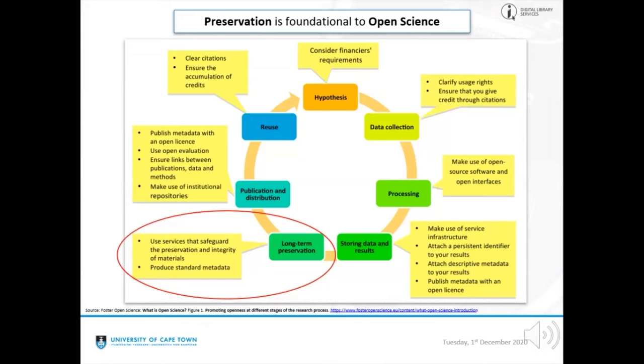And of course, therefore, preservation is foundational to open science itself. If there is no use made of services that safeguard the preservation and integrity of materials, which does include the production of standard metadata, then the rest of the value chain stands on very wobbly feet.